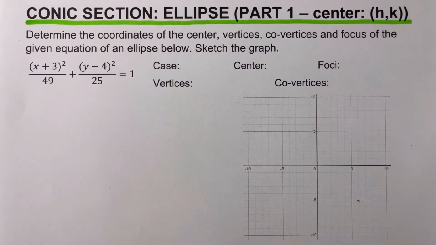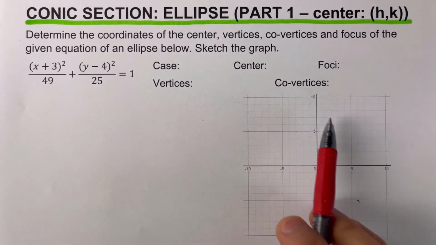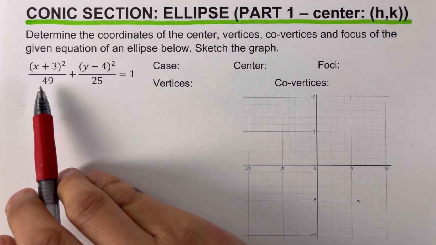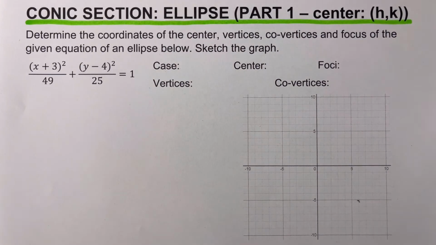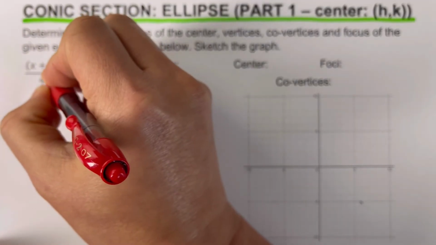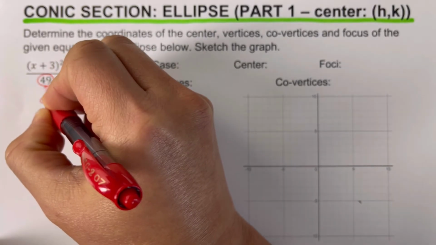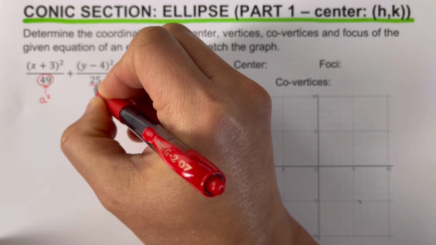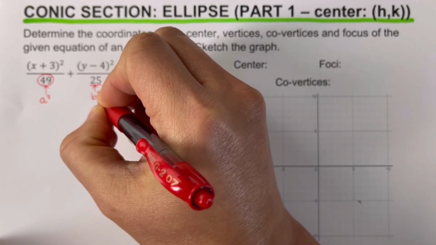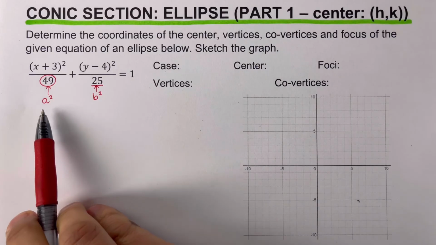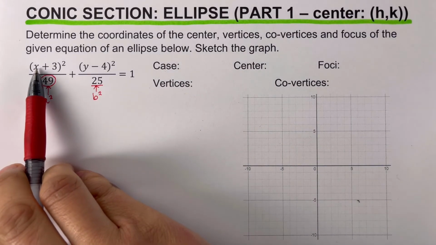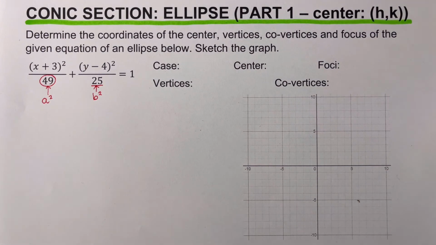Okay, so let's go back to the problem here. In order to fill this in and sketch the graph of this ellipse, we look at the denominators, and we remember that the value of a² is always bigger than b². So we can say that this 49 is our a². I'm going to label that up here. So this is our a², and this 25 is our b². Since our a² is under the x, we can say that this is an example of a horizontal ellipse. I'm going to write that down here.